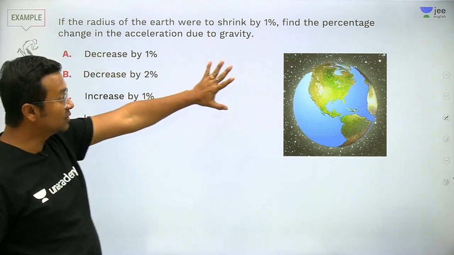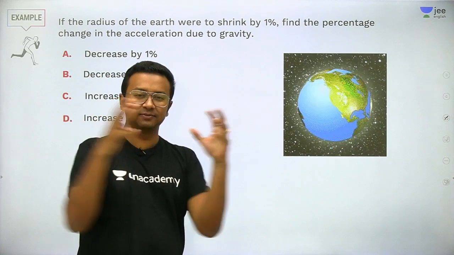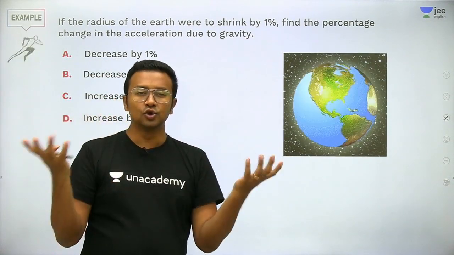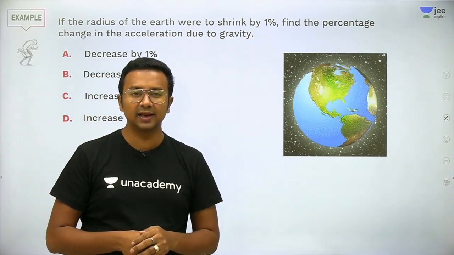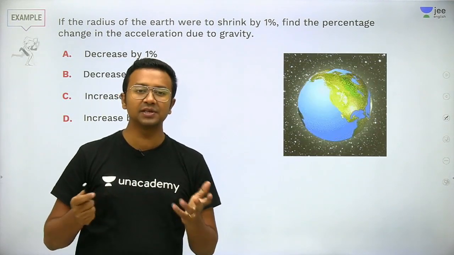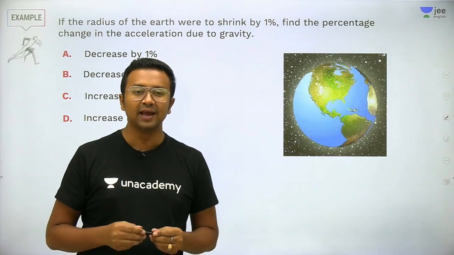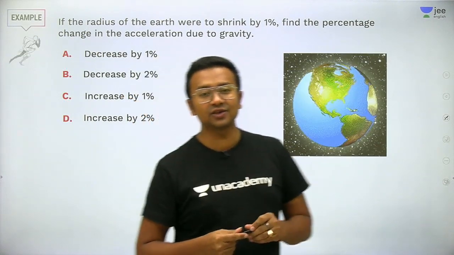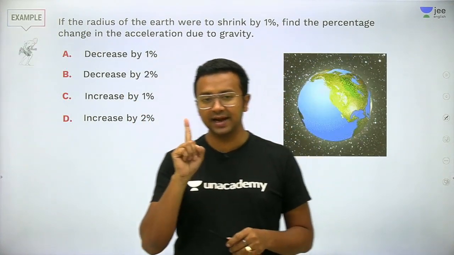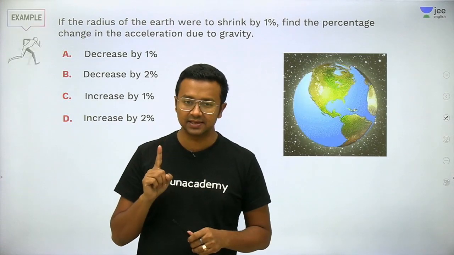So let us just see what we have here. The earth was there and we shrunk it. We shrunk the entire earth. So what will be the change in acceleration due to gravity if I decrease the radius of the earth by 1%? I decrease the radius of the earth by 1%.